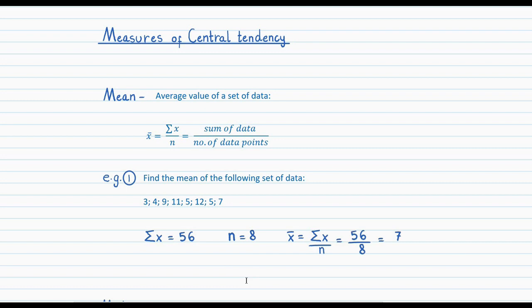Another important measure of central tendency is the median, and the median is basically the value at the center of an ordered data set. The data set could be ordered in ascending or descending order, but it's most frequently put in ascending order. And the median is basically the midpoint of the data set.